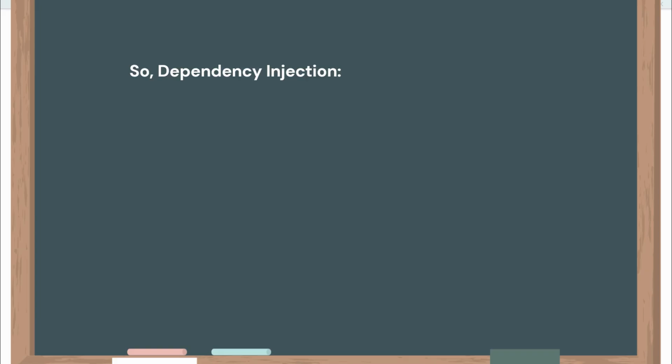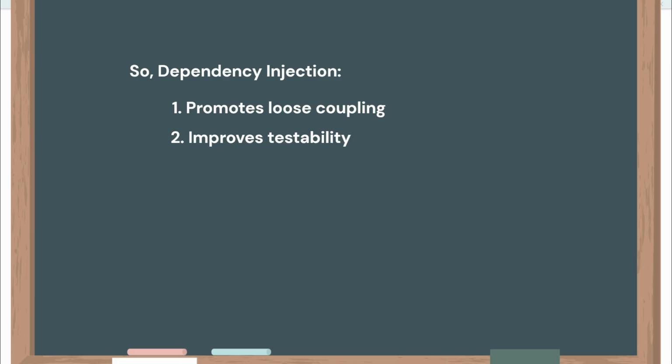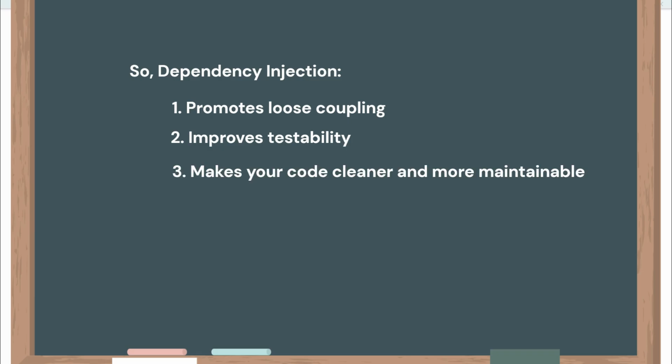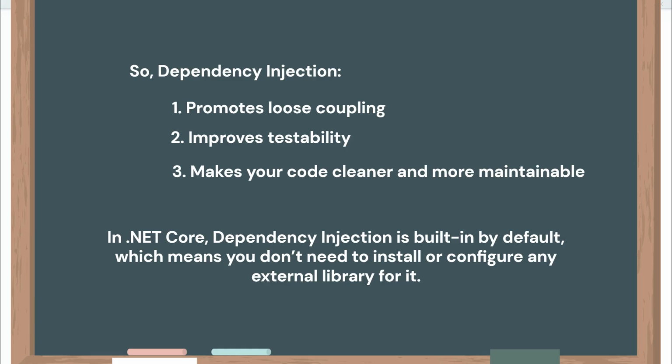So, dependency injection promotes loose coupling, improves testability, and makes your code cleaner and more maintainable. And the best part is in .NET Core, dependency injection is built in by default, which means you don't need to install or configure any external library for it.